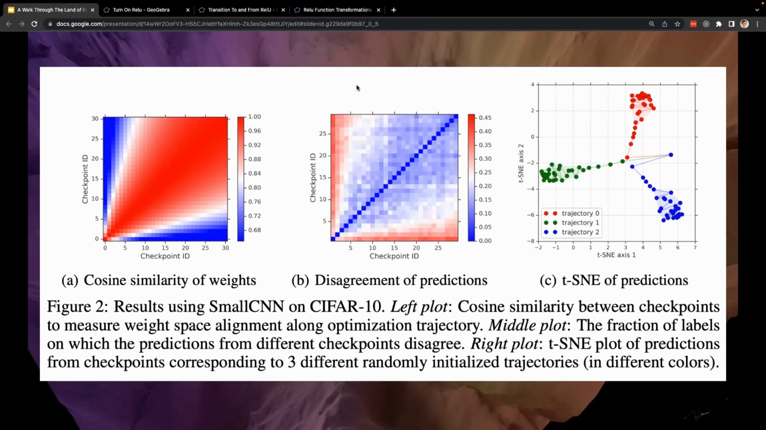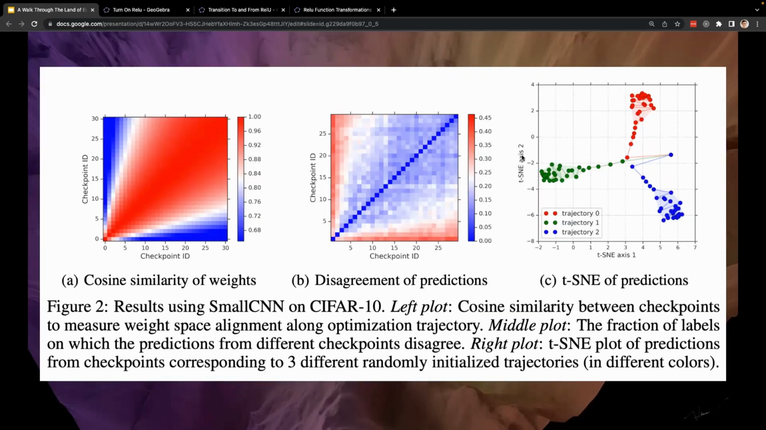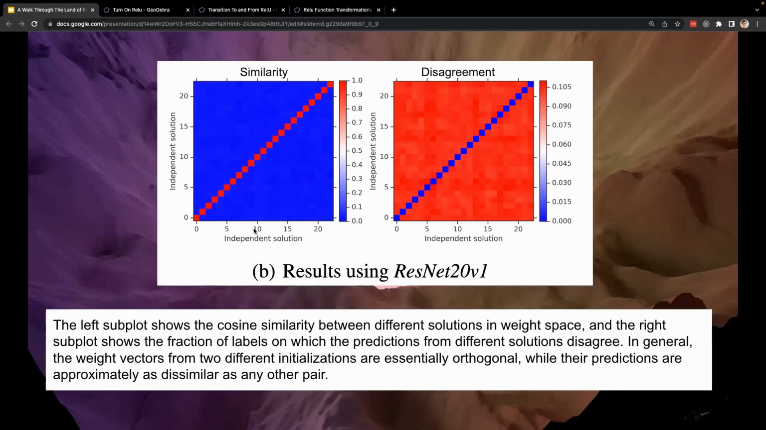The crazy thing is what happens on the next slide. Okay, so this is comparing... the X and Y are no longer training epochs. These are independent initializations, right? So like green versus red versus blue. That's what these are. So instead of just green, red, blue, now we have like 25 of them, right?